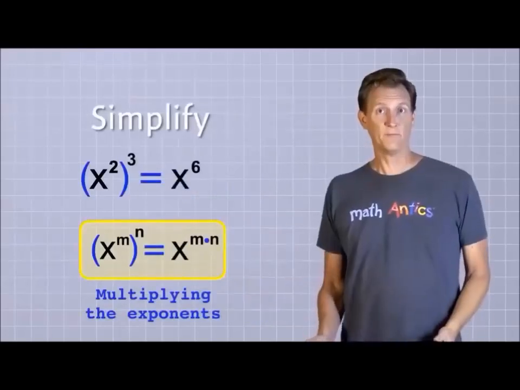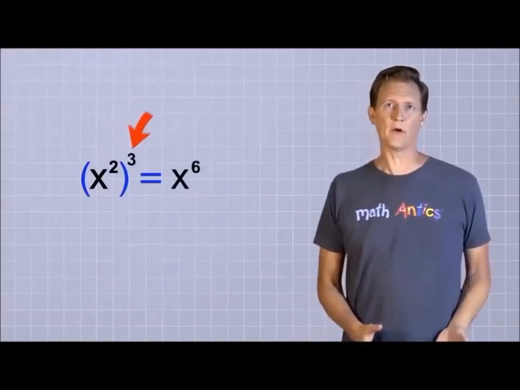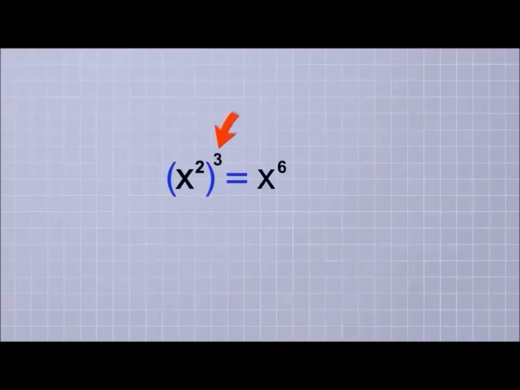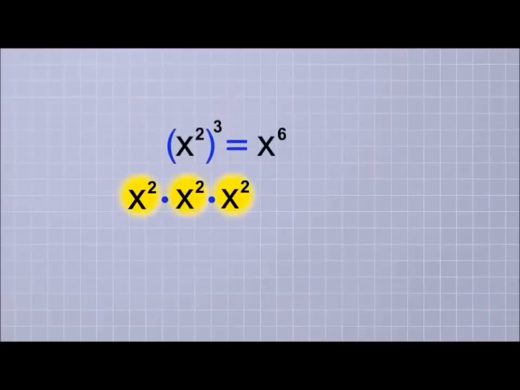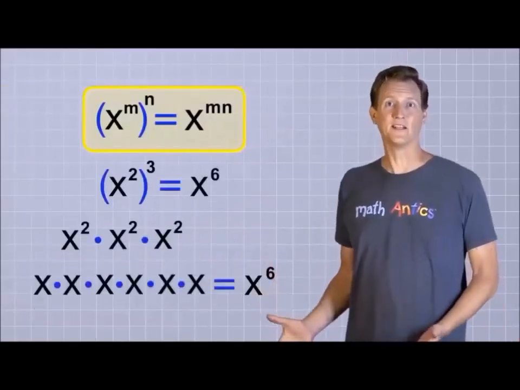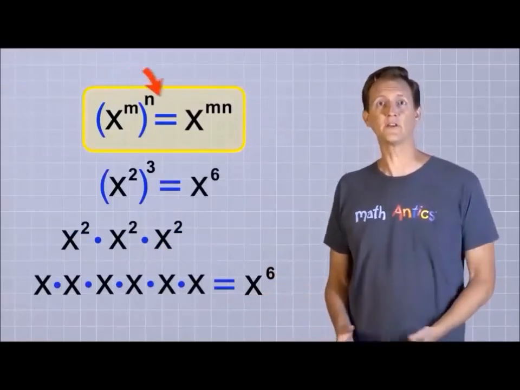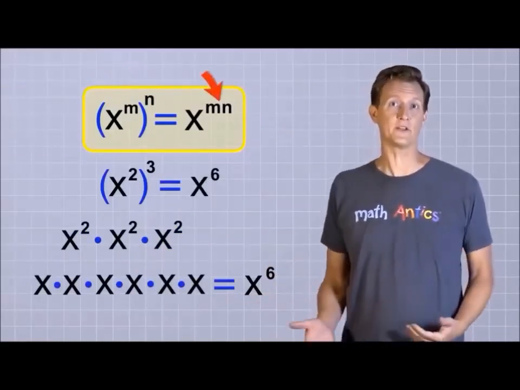Want to see why that's true? Well, think about what it would mean to raise x squared to the third power. It would mean multiplying 3 x squared terms together, like this. And each one of those x squared terms simplifies to x times x, right? So we end up with 6 x's being multiplied together, which is just x to the 6th power. See, our law works great. If you have a number raised to a power, and that's all raised to another power, you can just multiply the 2 exponents together to simplify it.